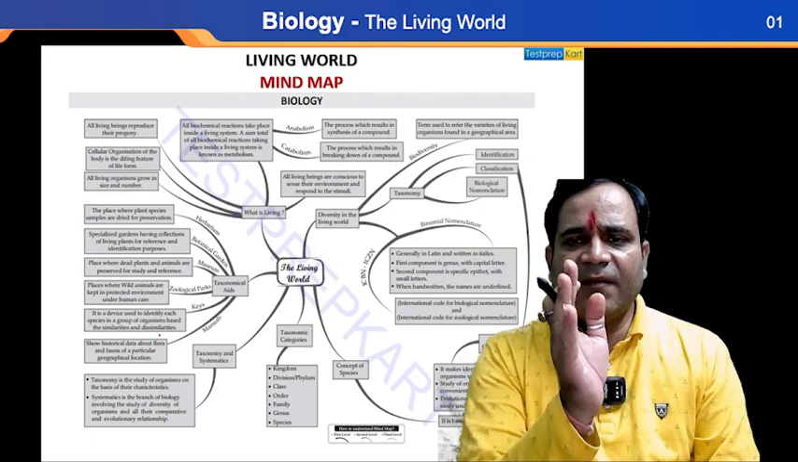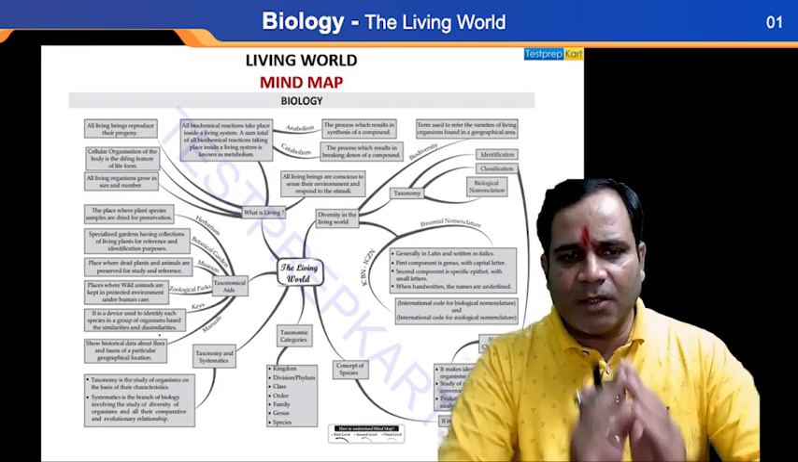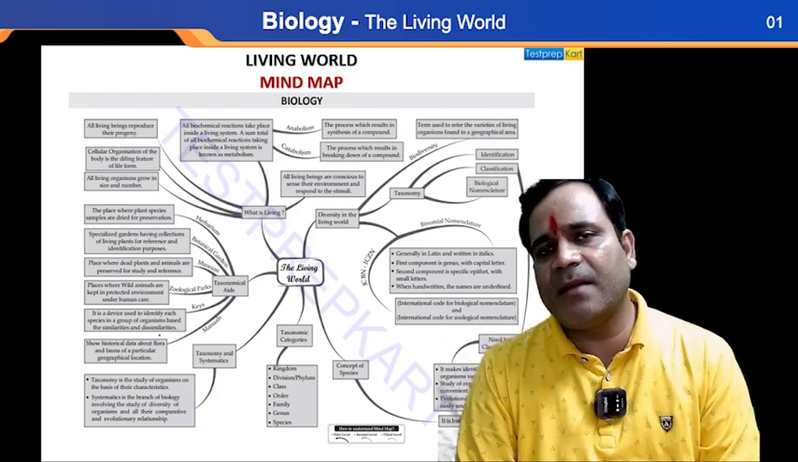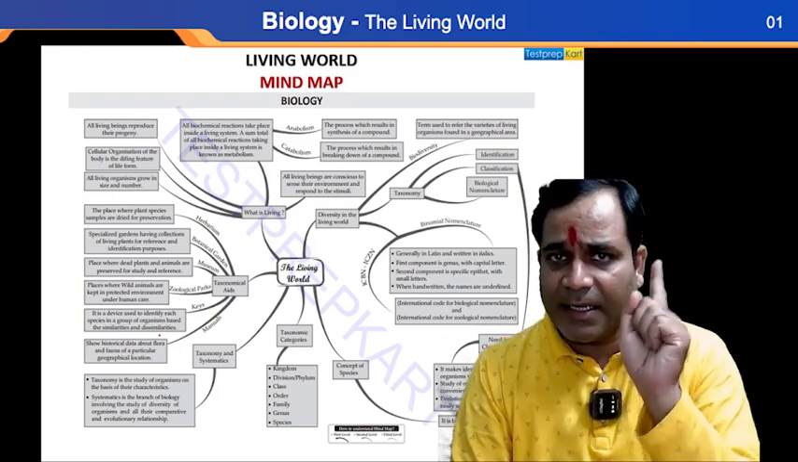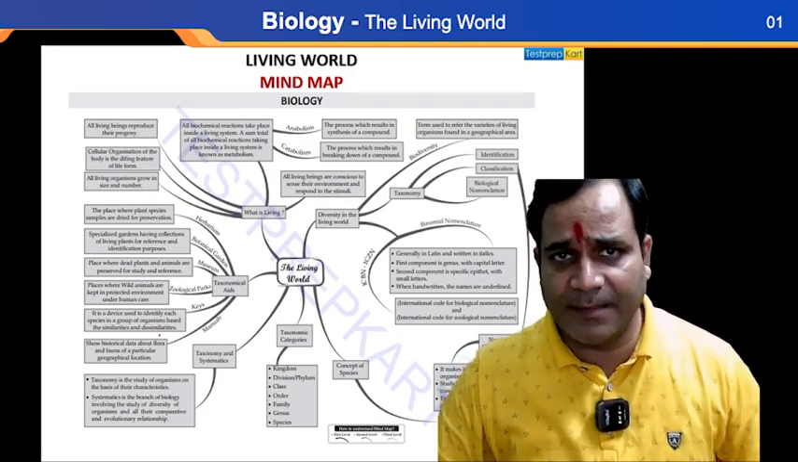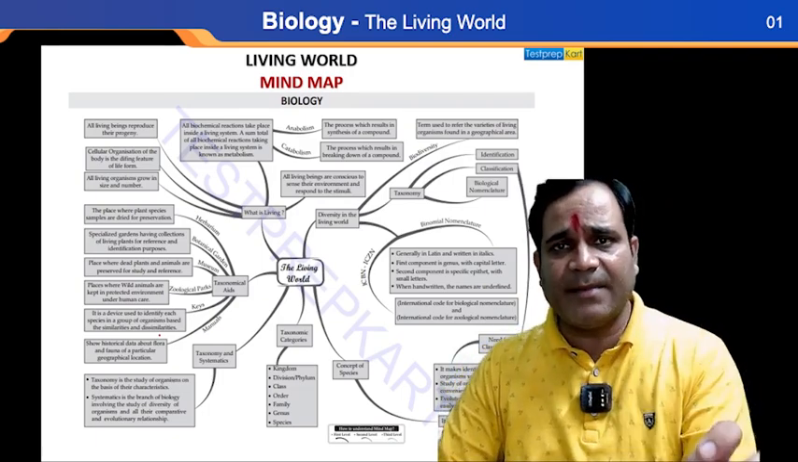If the mind map is clear, go through all these things. This is very important for you, and this is only for those students who have completed this chapter thoroughly, my dear. This is only the mind map that I have given here.